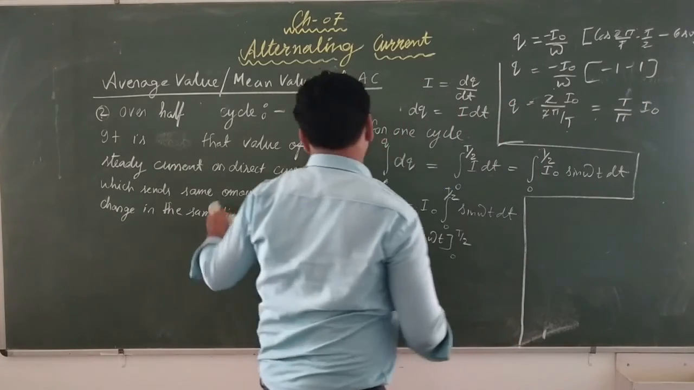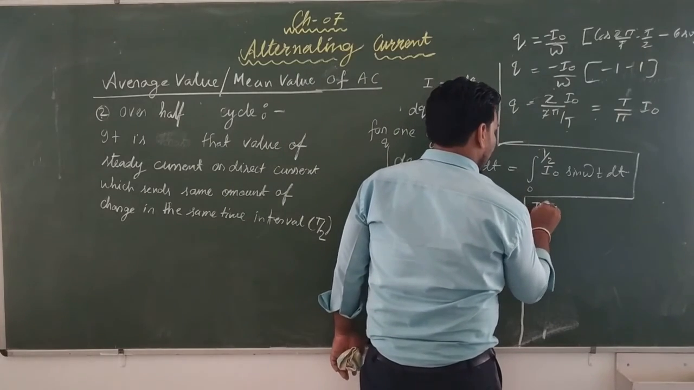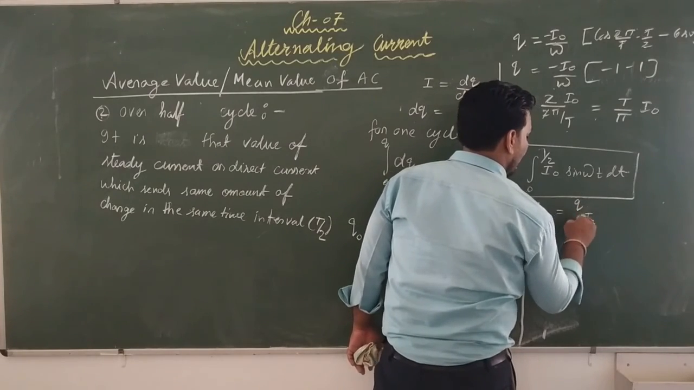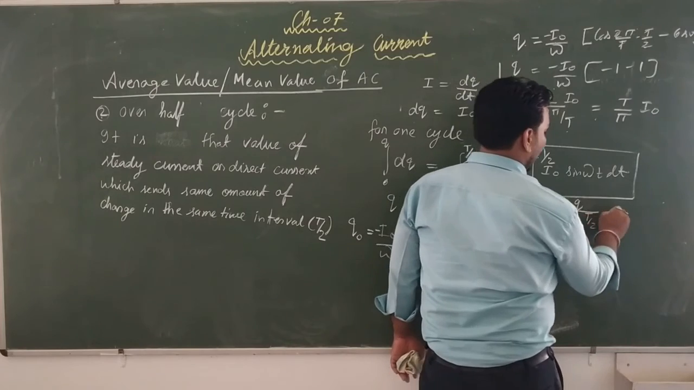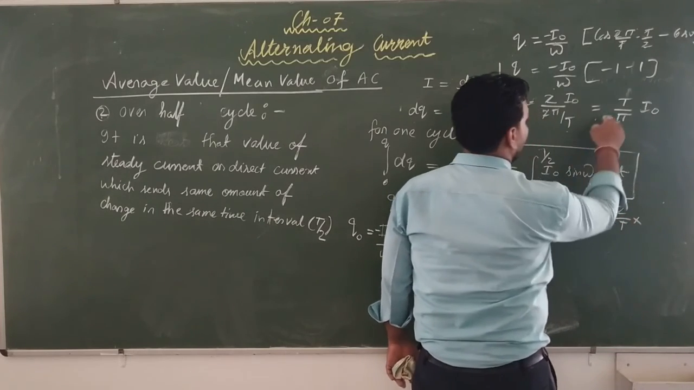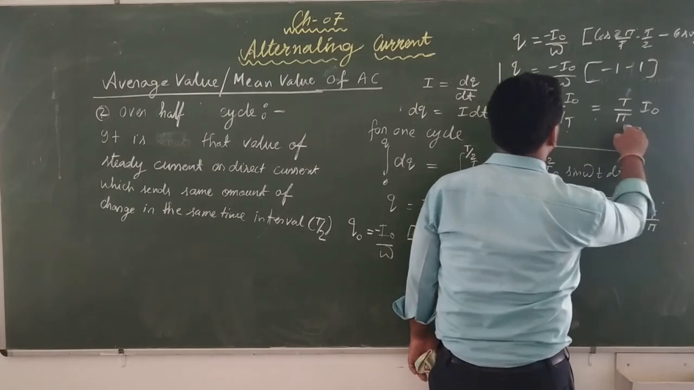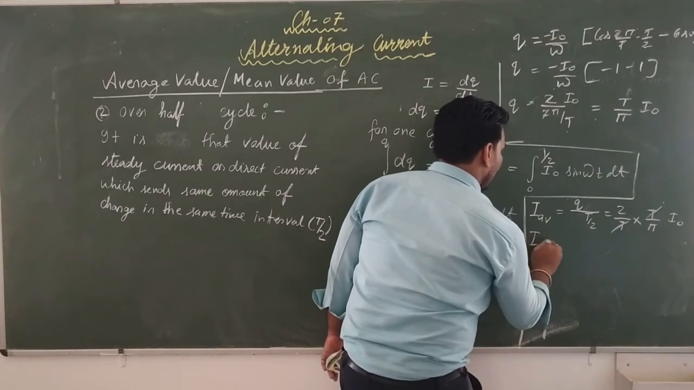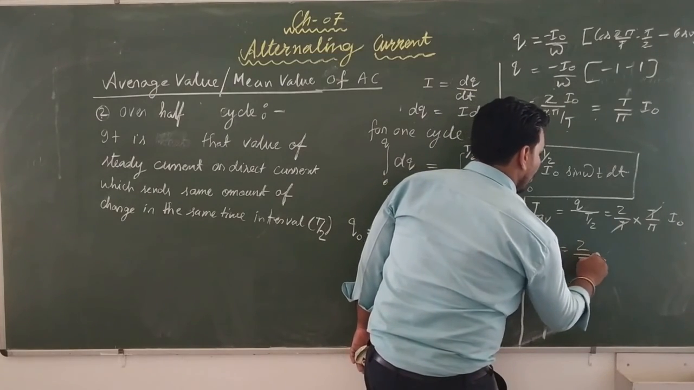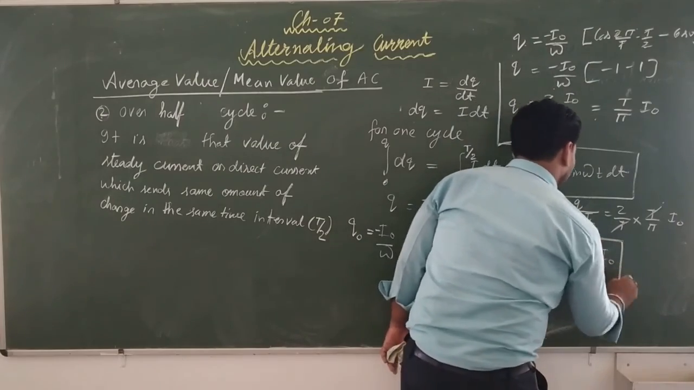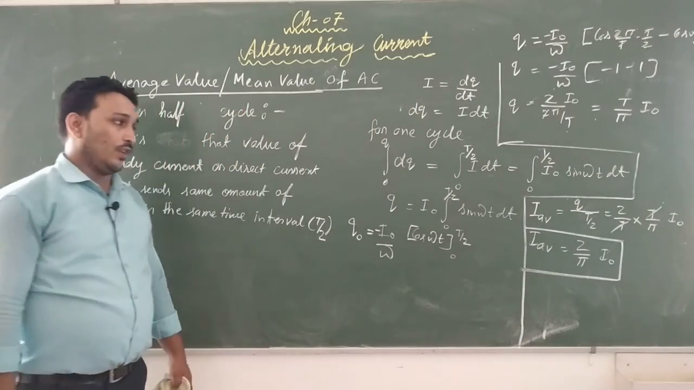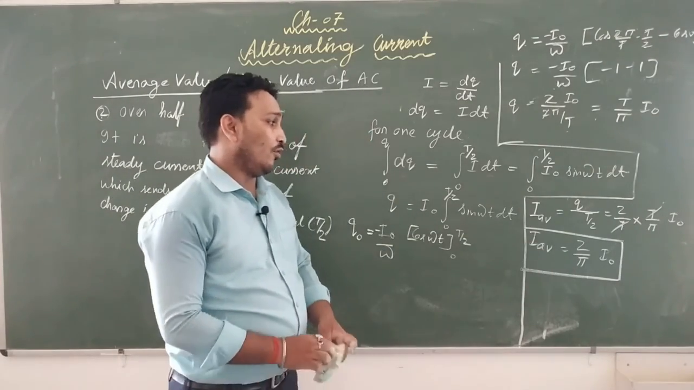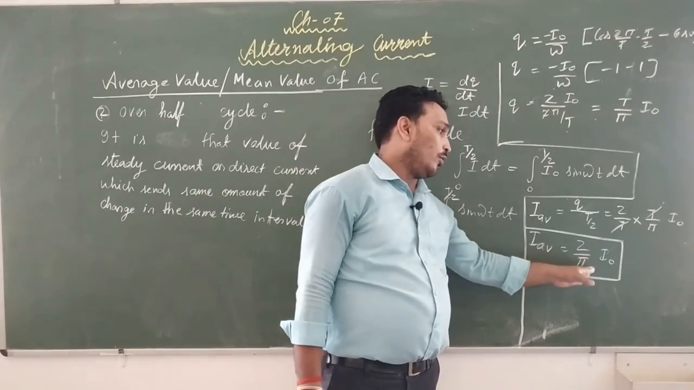Now, as per the definition, I average over half cycle is given by the charge upon time period. So 2 goes in the numerator, we are going to have 2 upon T multiplied by T upon pi into I naught, which is the value of Q. So T and T cancel out. We are going to have I average is equal to 2 upon pi into I naught. This is the value of average alternating current over half cycle. If we solve it, we get 0.66 something, I don't remember actually. So I average is equal to 2 upon pi I naught.